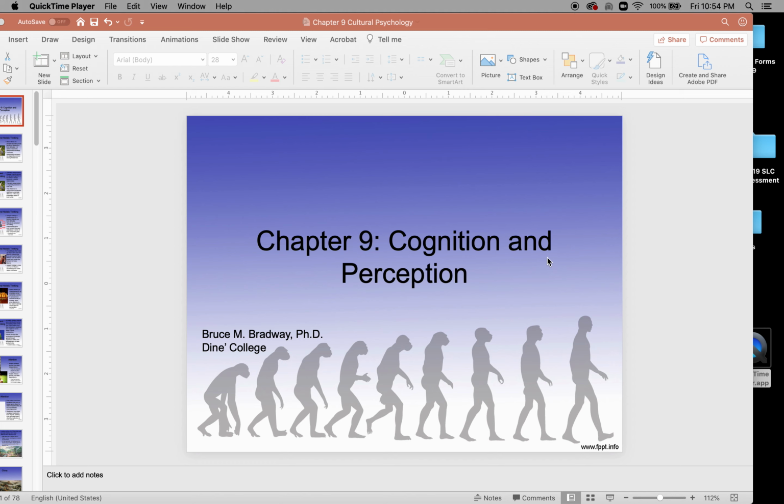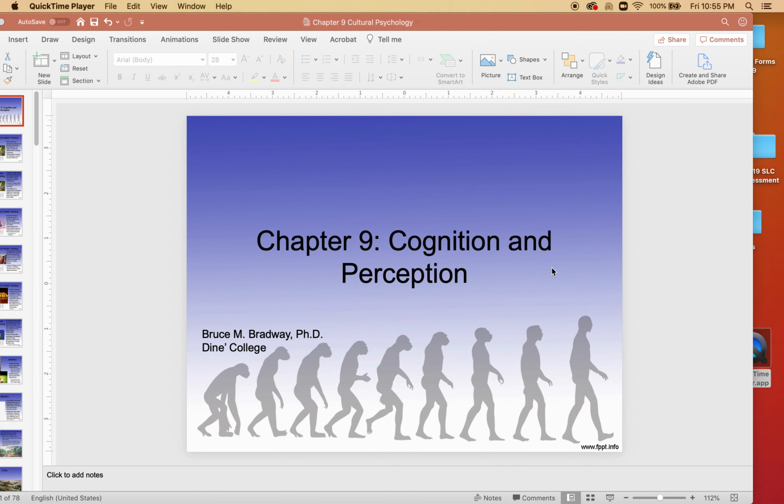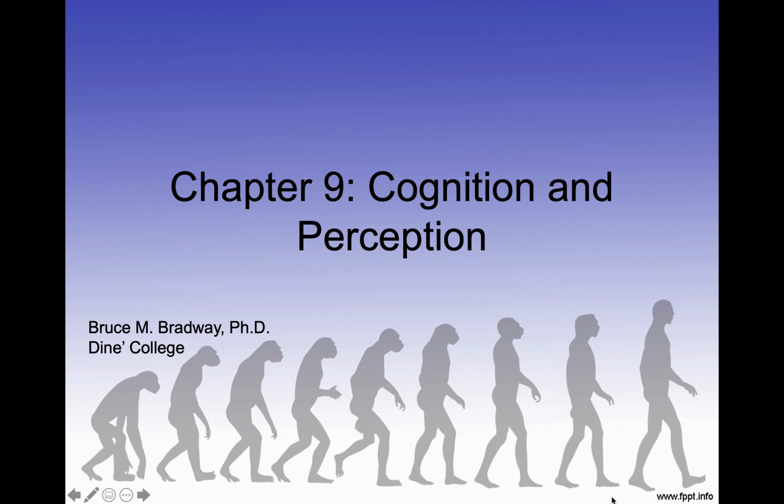Okay, this is Chapter 9. This is the 9th week. We're going to talk about cognition and perception. We're mostly going to be talking about the difference between the philosophies of the East and the philosophies of the West. And it is Chapter 9.